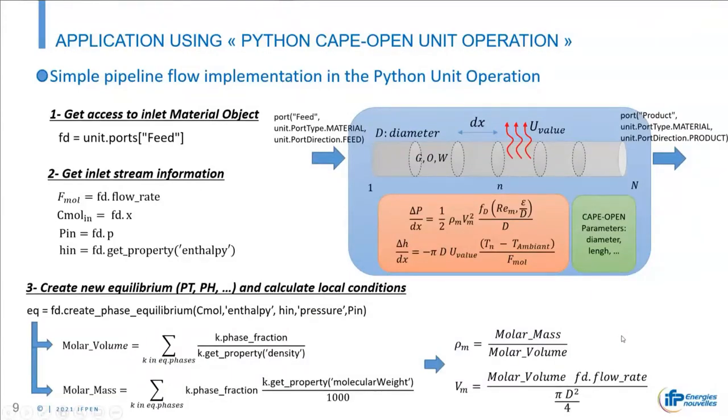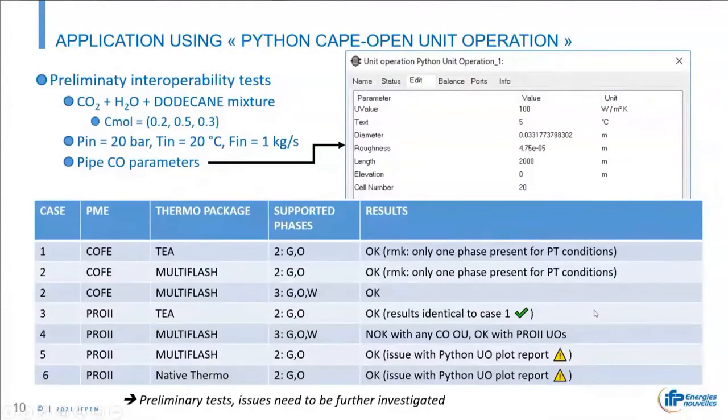And these values are used to calculate the pressure drop and the enthalpy variation along the pipeline. So it's quite easy to implement and to perform this calculation. So for the interoperability test, I have used a CO2 plus water plus dodecane mixture with the composition provided below.